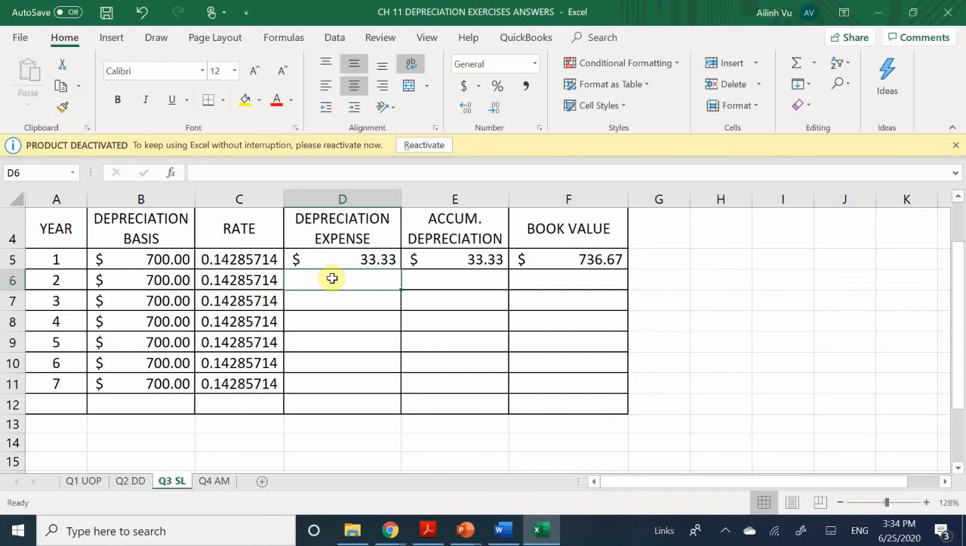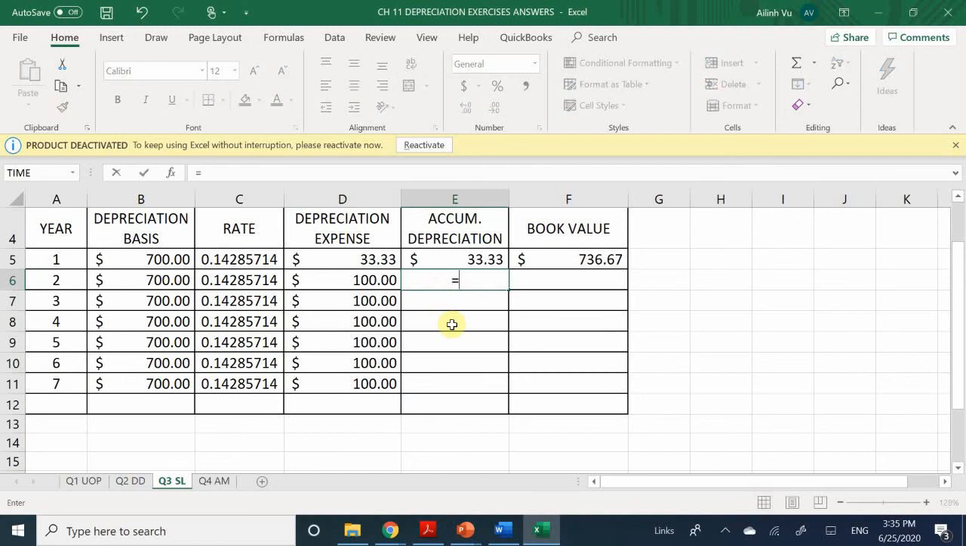So what happened in the next year? Your depreciation expense is the same thing all the way down, right? Yes, but is it going to be $33.33? No, because that was only for 4 months. The next will be for the full year. Yes, and that is going to be 100. What a nice round number. So every year I'm going to depreciate it by 100.